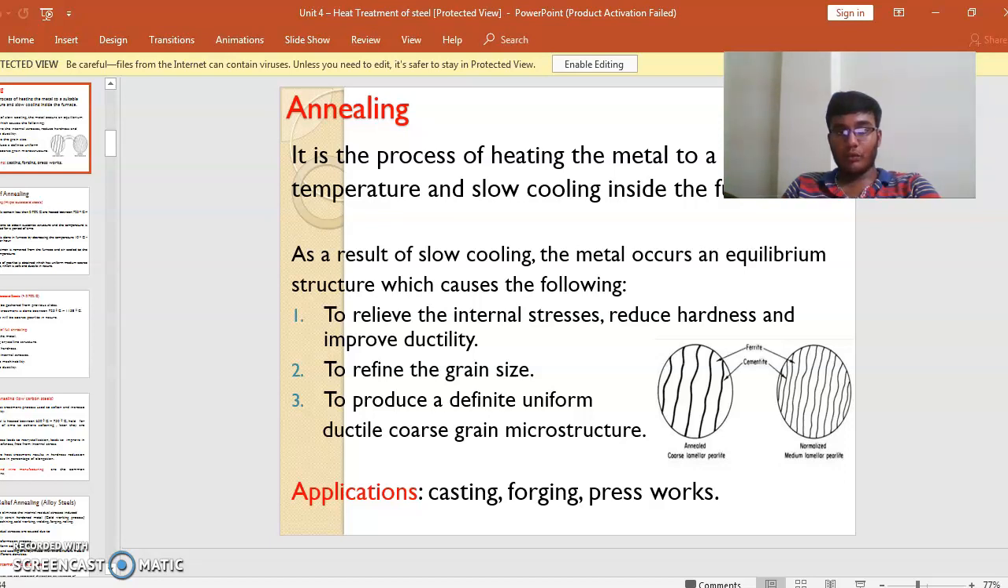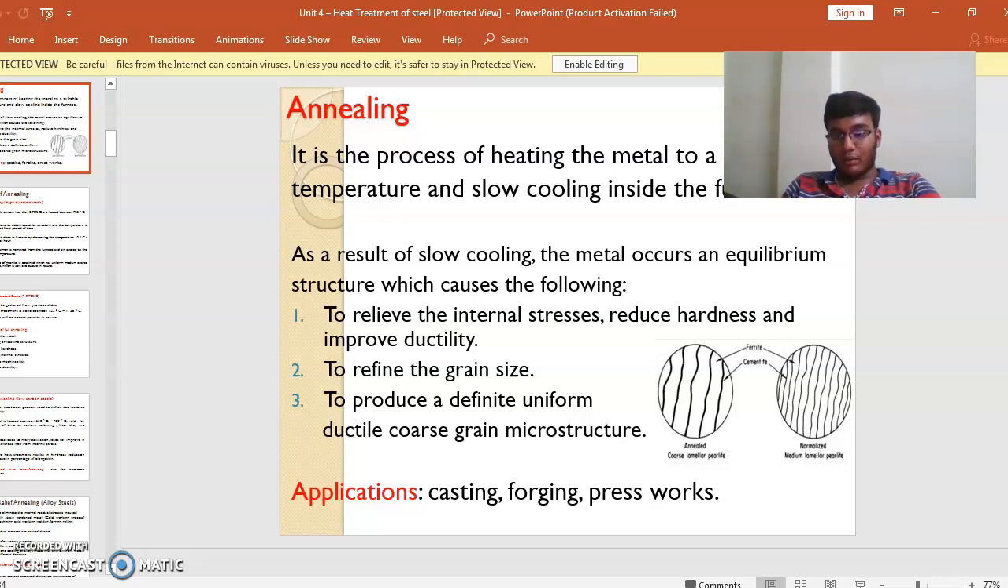As a result of slow cooling, the metal attains an equilibrium structure which gives the following properties: to relieve internal stresses, reduce hardness and improve ductility; to refine the grain structure, to produce a definite uniform ductile close grain structure.